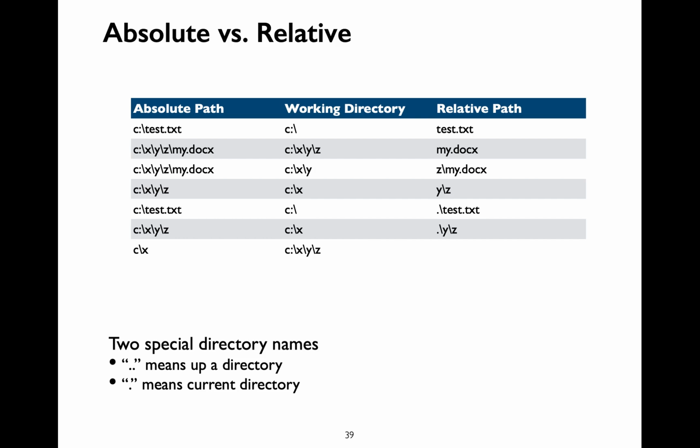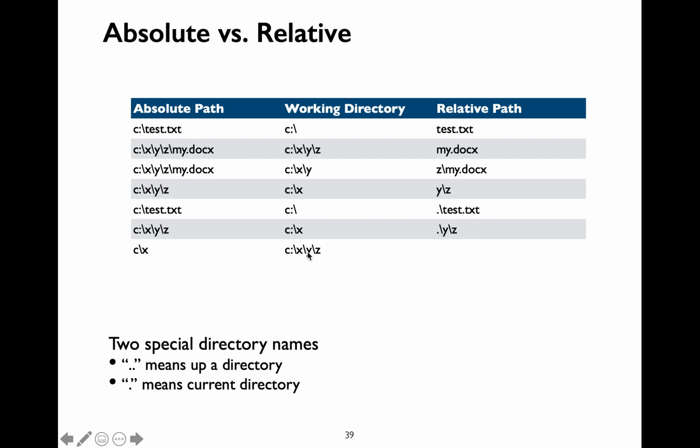Let's go through more examples with these special characters, which are dot and dot dot. Let's say that my current working directory is inside C drive and I want to access test.txt. I should be able to simply say dot slash test.txt as well. The dot is mentioning the fact that I am talking about the current working directory. Let's say the working directory is inside the C drive X and we want to be able to access Y slash Z. I can say dot slash Y slash Z.